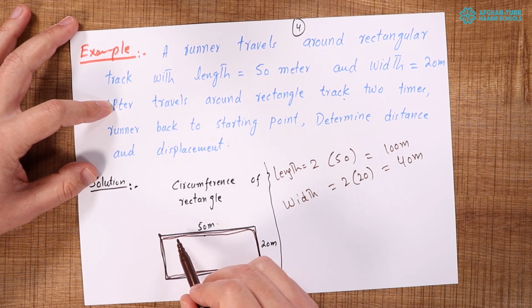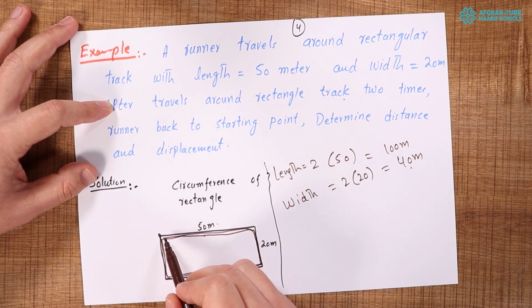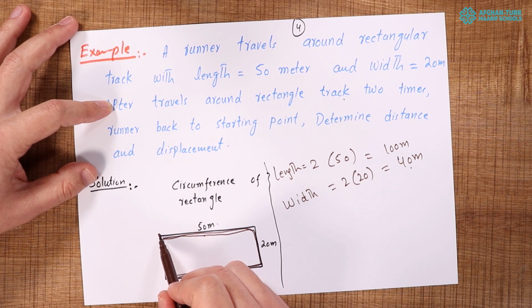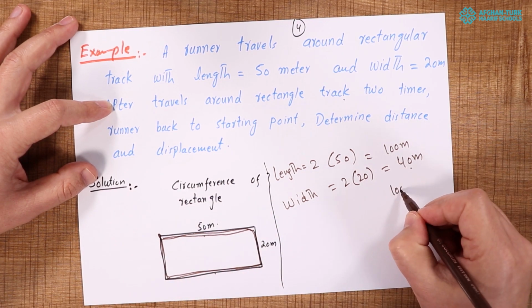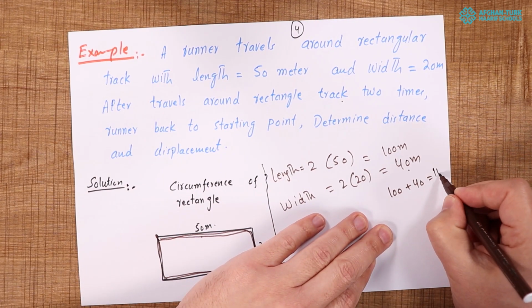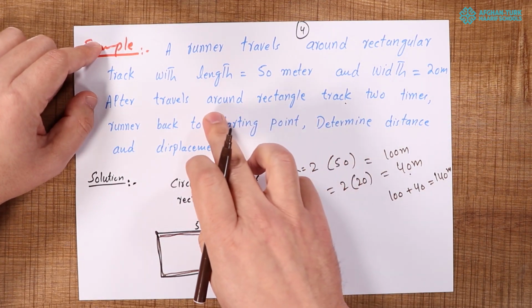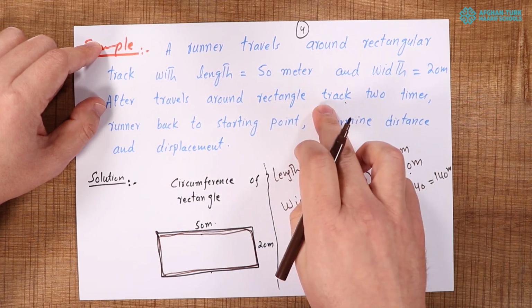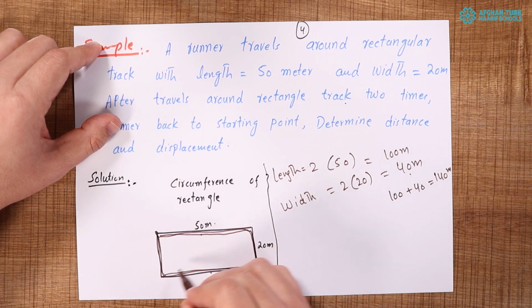So now one track is equal to 100 plus 40. If he starts the motion from here and again stops here, in one track their motion is how much? 100 plus 40 is equal to 140 meters. So in the question they ask 2 tracks. If he completes the 2 tracks, meaning 2 times around.